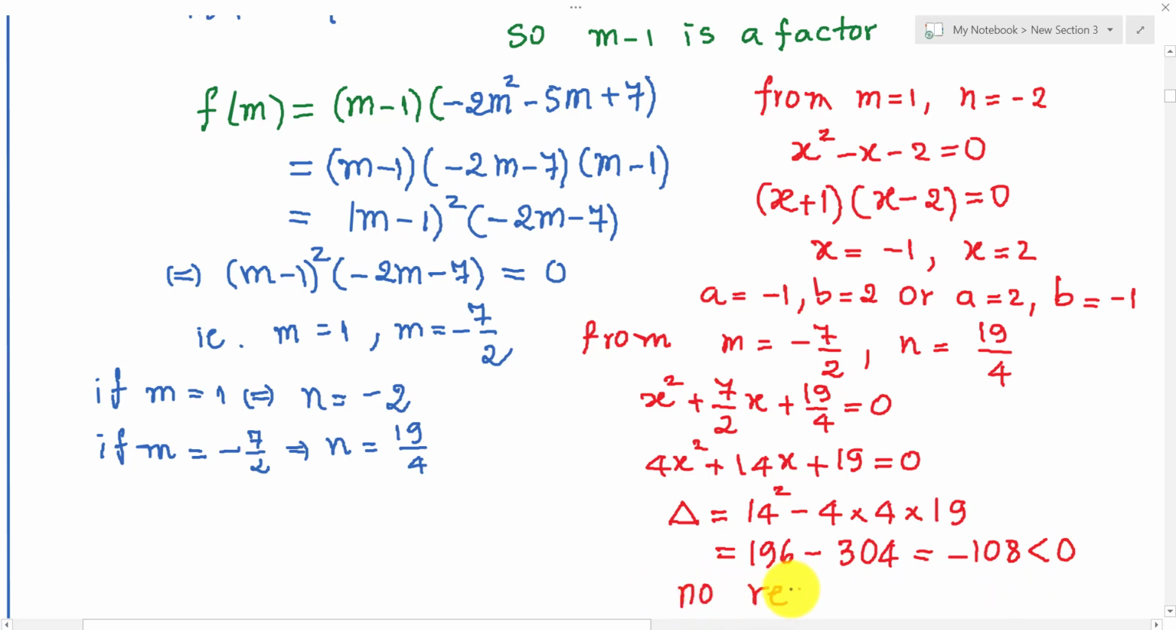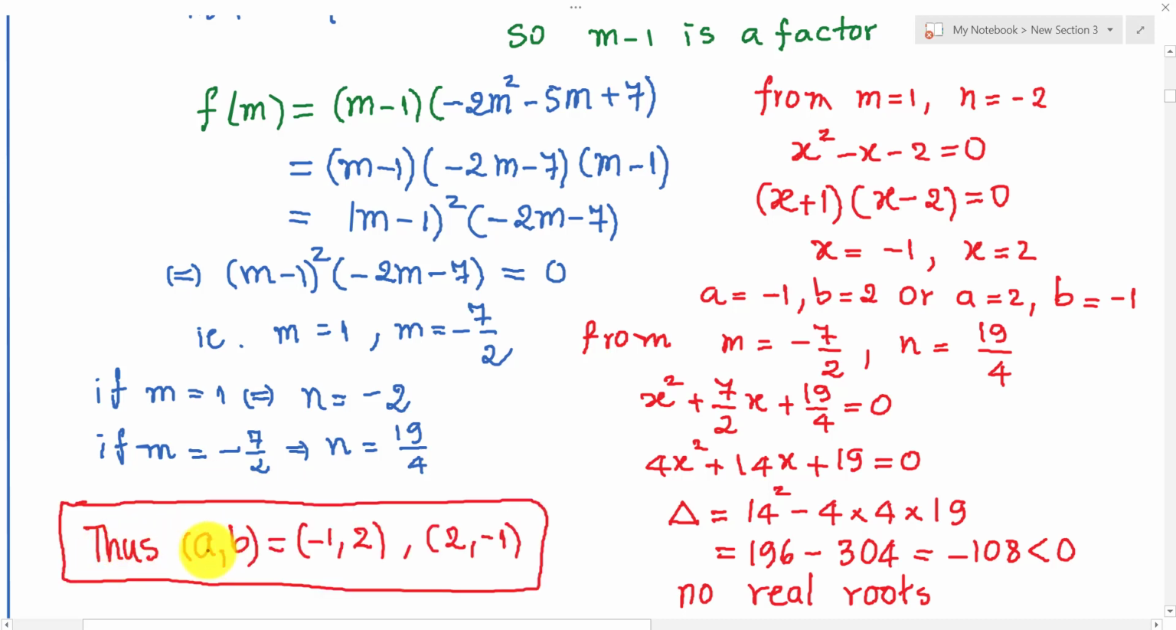Okay, so that we get a is equal minus 1 and b is equal 2, and a equal 2 and b is equal minus 1. So this a b is equal minus 1 and 2, and it means that a equal minus 1, b equal 2 and a equal 2 and b is equal minus 1.